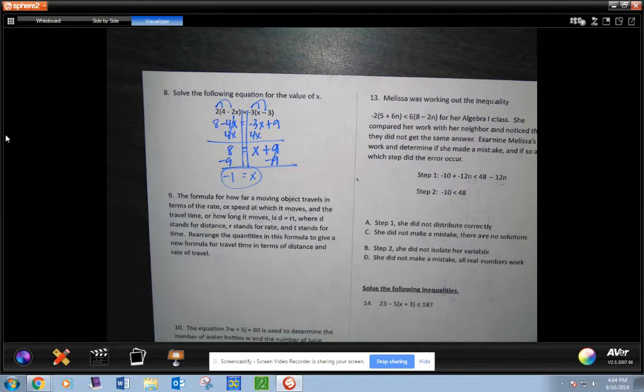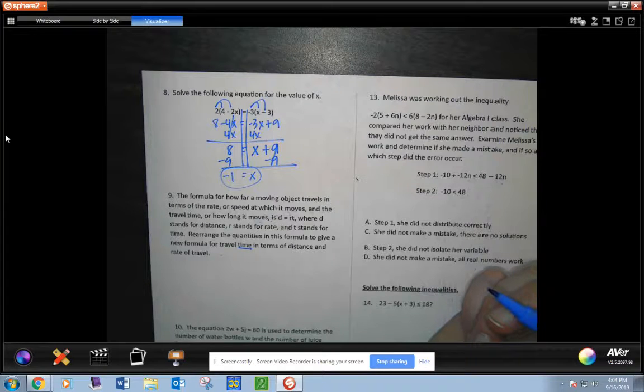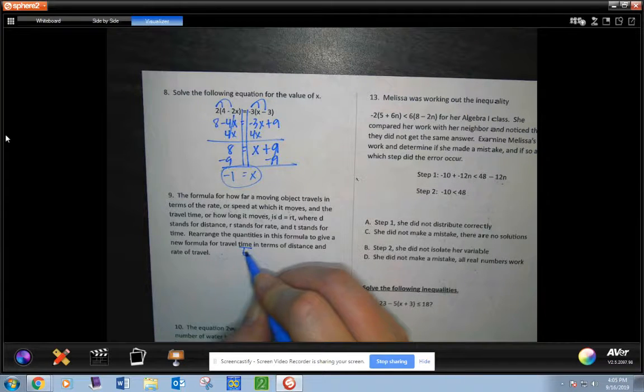Okay, 9, the formula of how far a moving object travels in terms of the rate or speed at which it moves and the travel time or how long it moves is d equals rt, where d stands for distance, r stands for rate, and t stands for time. Rearrange the quantities in this formula to give a new formula for travel time in terms of distance and rate of travel. So in other words, they want me to solve for t.